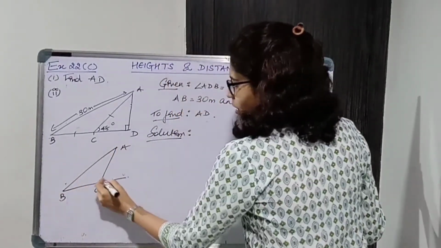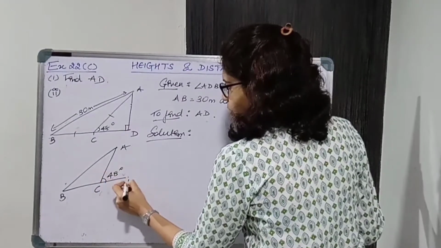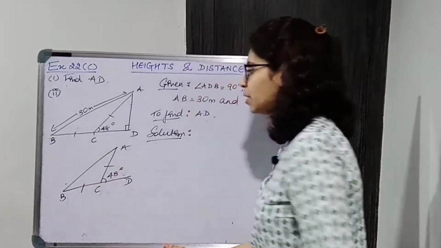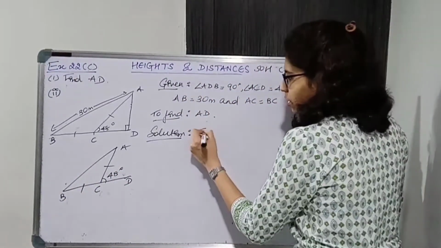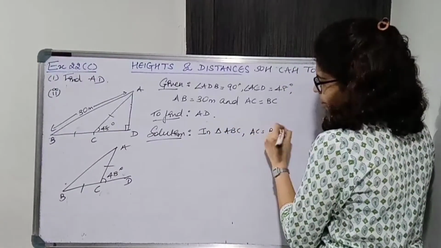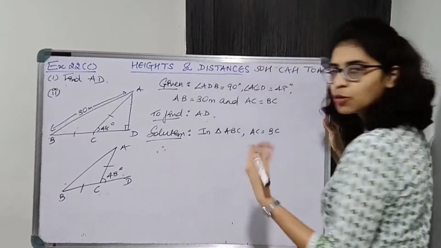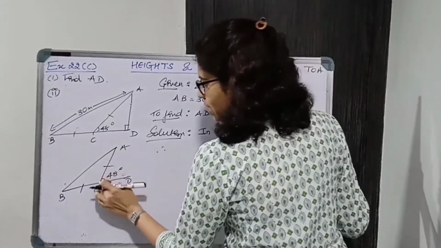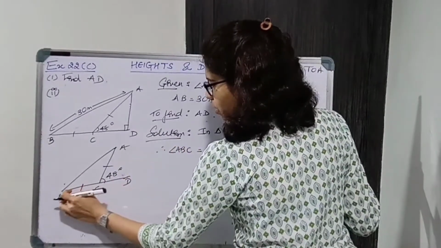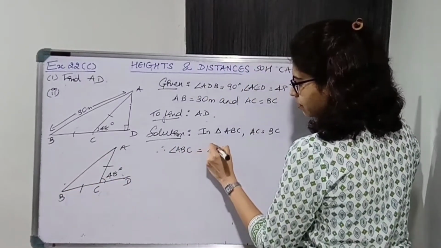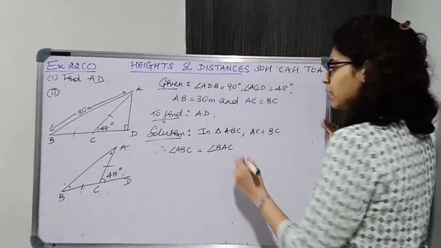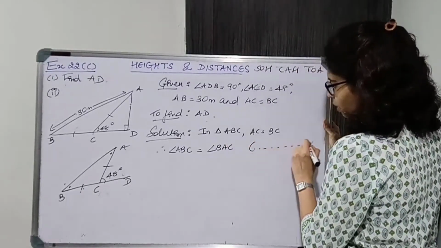ABC is the triangle, ACD is the exterior angle. Okay. Now we know these two sides are equal. So first write down in triangle ABC, AC is equal to BC. ठीक है. So therefore angles opposite to these two sides are equal. So AC का opposite angle angle ABC. And BC का opposite angle angle BAC. Okay, इसका opposite देखो, इसका opposite देखो. Now they are equal. Write down angles opposite to equal sides are equal.